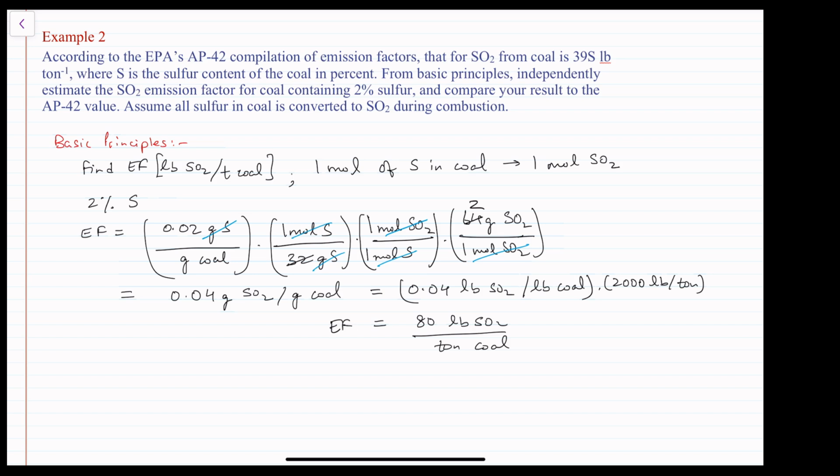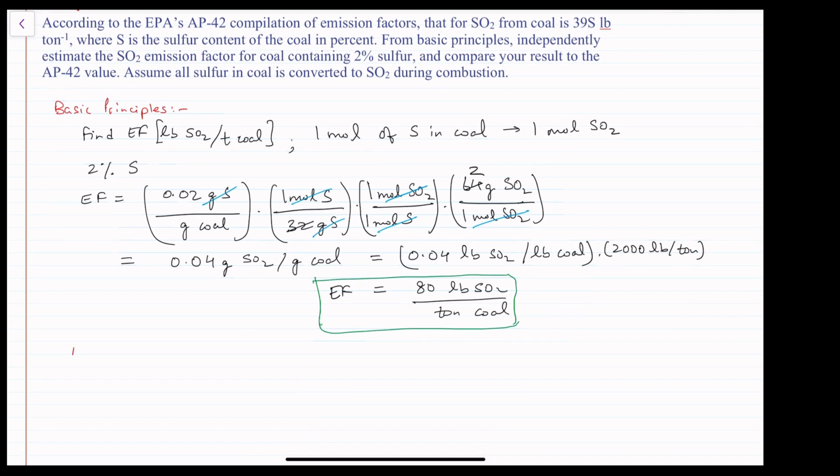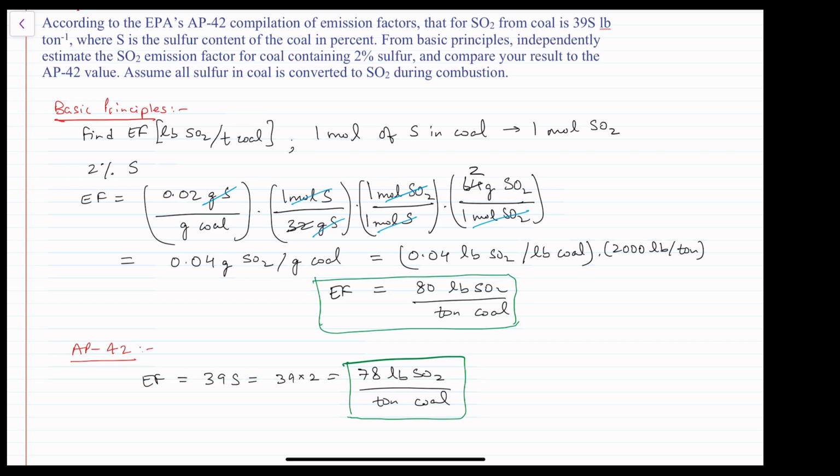So this is the emission factor in the units we needed based on basic principles. And now if you look at the AP42, it's pretty straightforward. Here in AP42, the emission factor is 39S, which is 39 times 2, which would be 78 pounds of SO2 per ton of coal. So you can see they're pretty close. They're pretty similar.